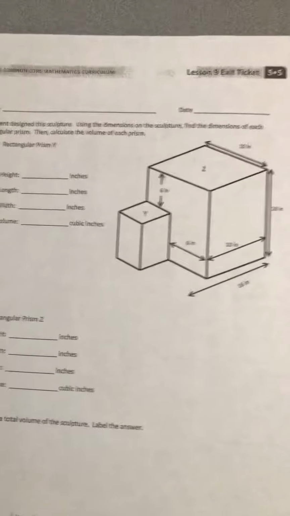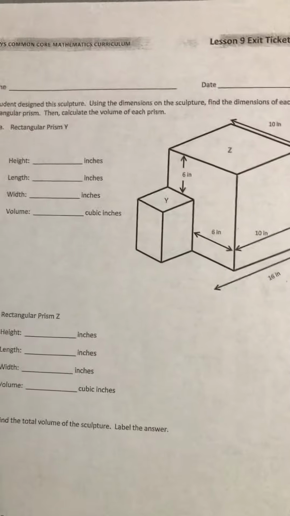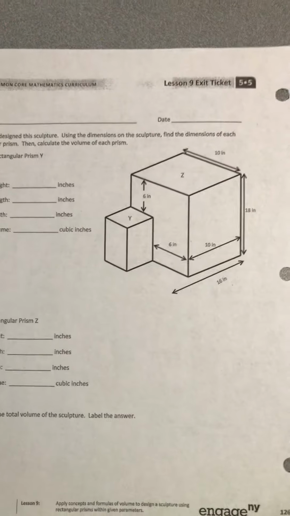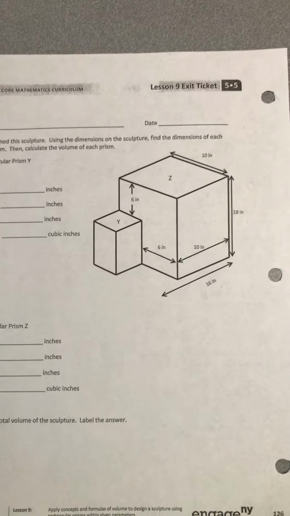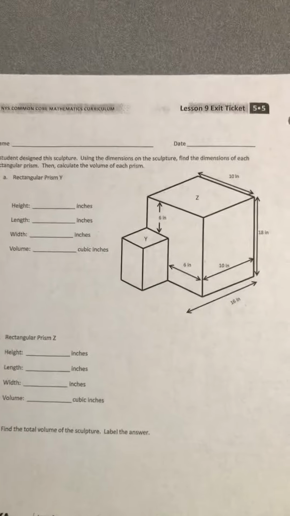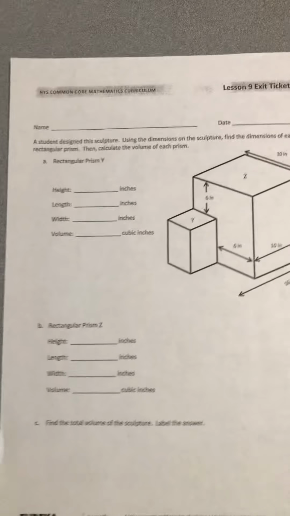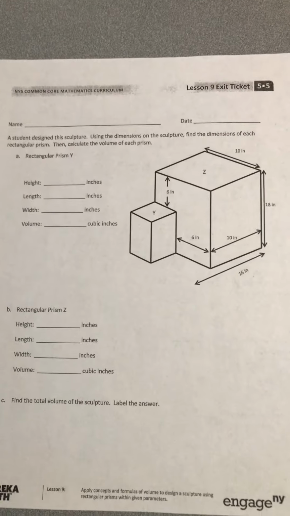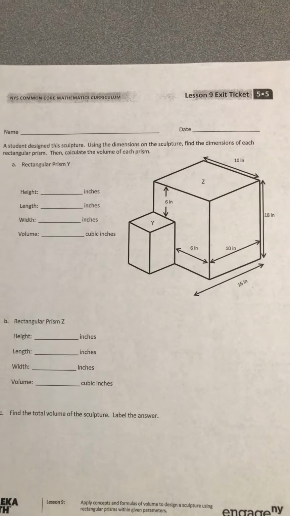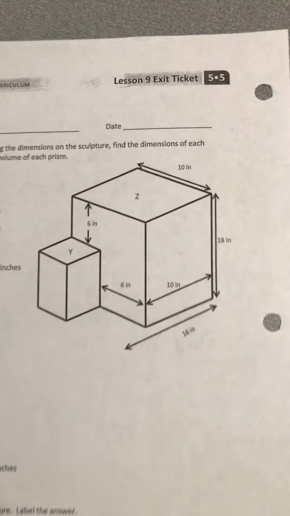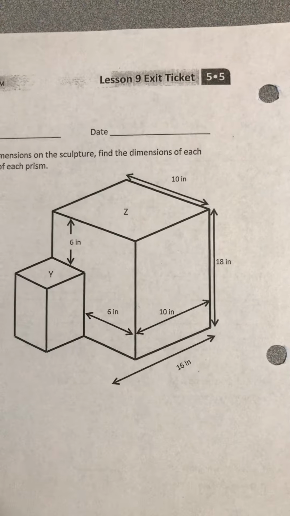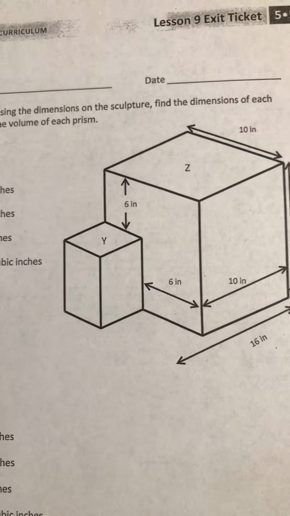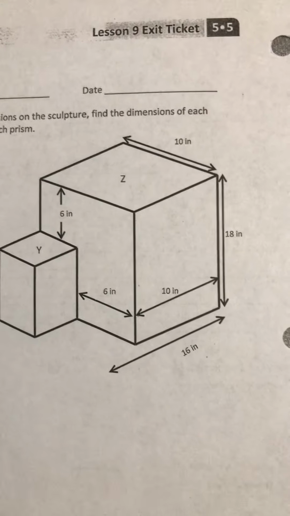So the directions were: a student designs the sculpture using the dimensions on the sculpture, find the dimensions of each rectangular prism, then calculate the volume of each prism. All right, so let's find the dimensions and then the volume. You can choose whatever one you want to do first. Let's start with prism Z, because looking at the information we have, it's going to be quite a bit easier to find the dimensions for prism Z. For prism Y, we're actually going to have to do an extra step. So let's start with prism Z.